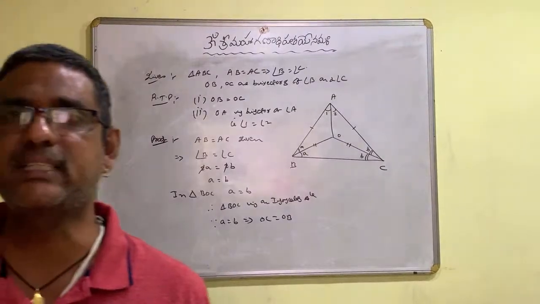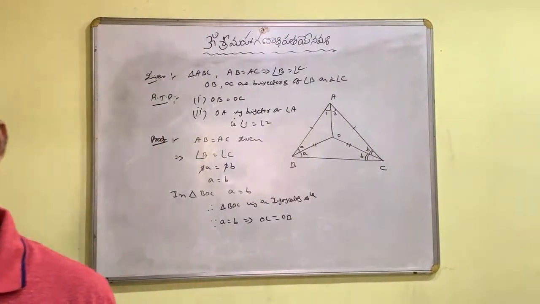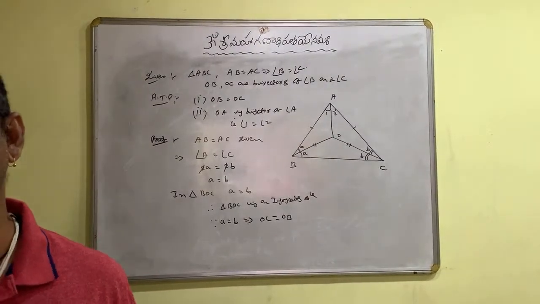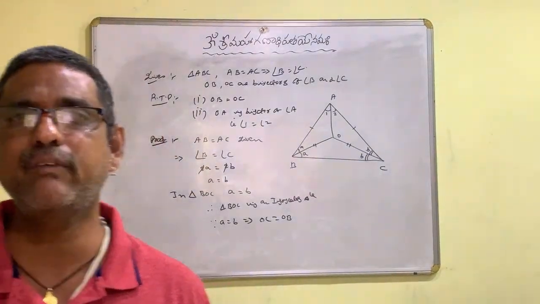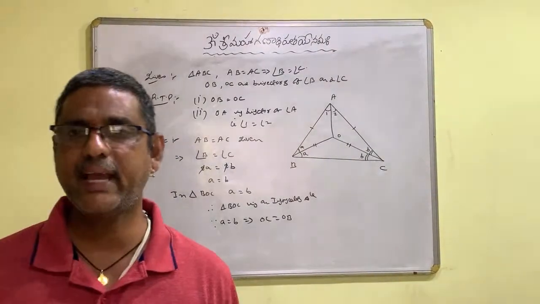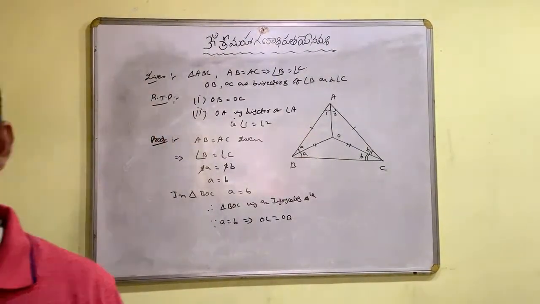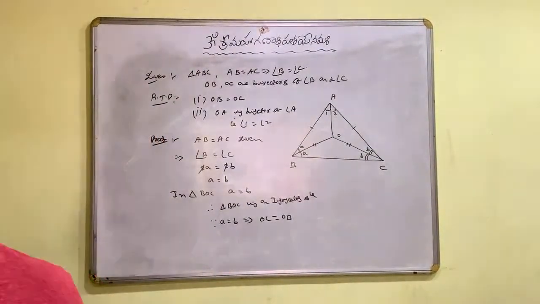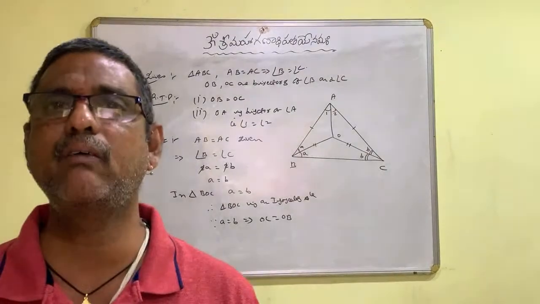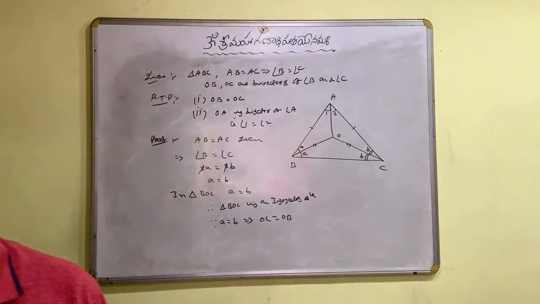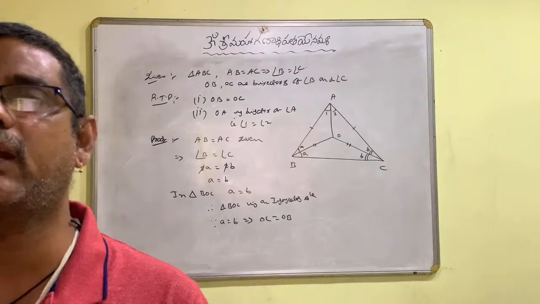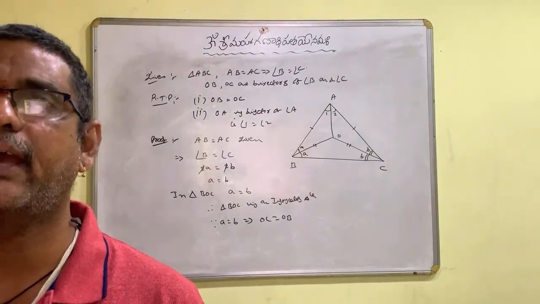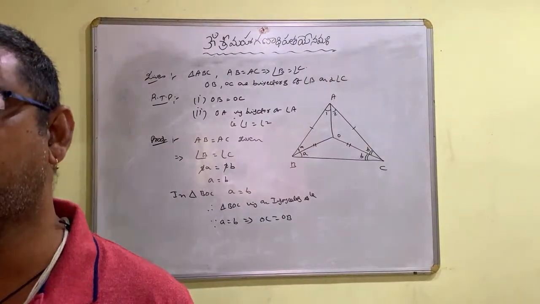AB is equal to AC, given. OB is equal to OC. Now only we proved it, na? Angle A is equal to angle B, that is also we proved. SAS. So by the SAS congruency criteria, triangle AOB is congruent to triangle AOC. So by CPCT, angle 1 is equal to angle 2. That's all.